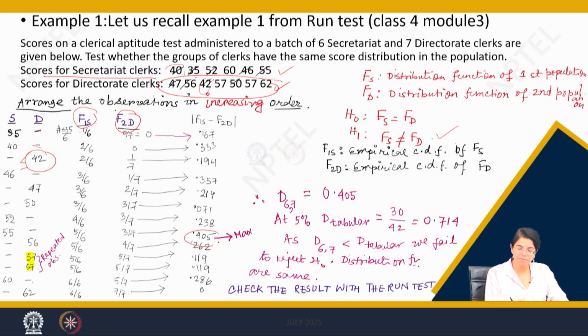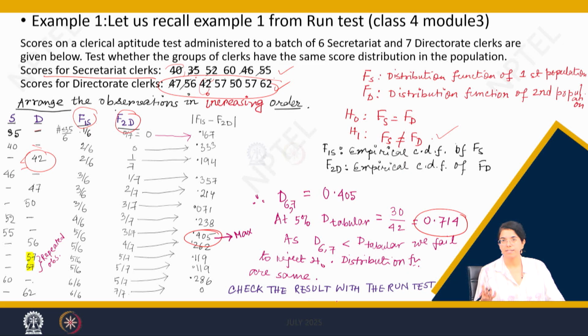Which one is the maximum distance? That is 0.405, and 0.405 is your calculated figure of the Kolmogorov-Smirnov two sample test. And look at the table. At 5%, D tabular is 0.714. As your D calculated is less than D tabular, we fail to reject the null hypothesis. Distribution functions are the same. Now you can check your result with the run test.